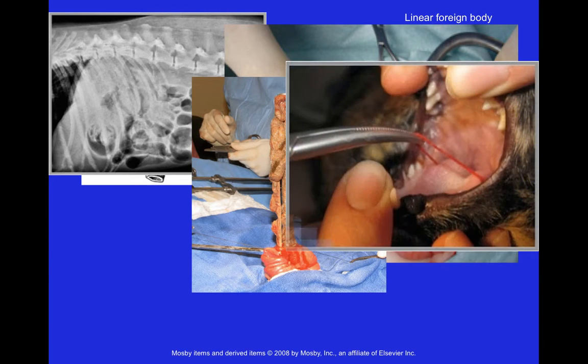And then, of course, if you see an animal with a string in their mouth or a string coming out of their anus, you should never pull that string. You can give it a very, very slight tug, and if it doesn't come out in the very first tug, don't keep pulling, because that string is tucked and tangled up in the intestines.